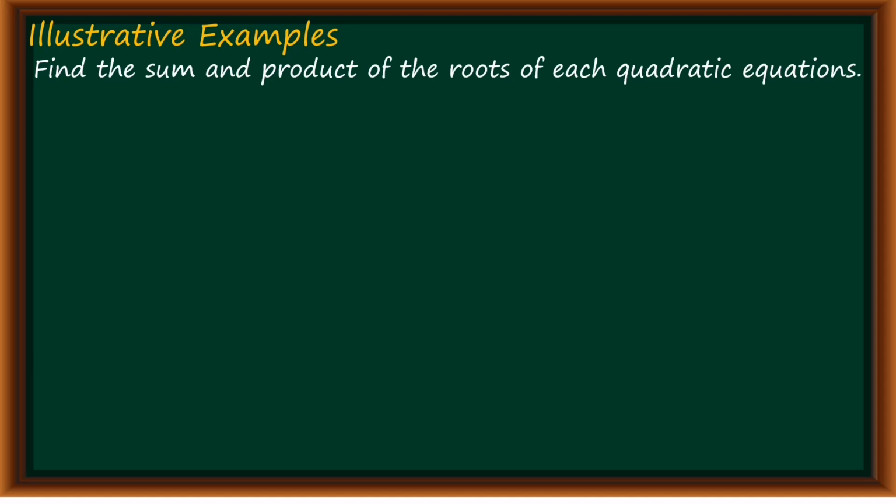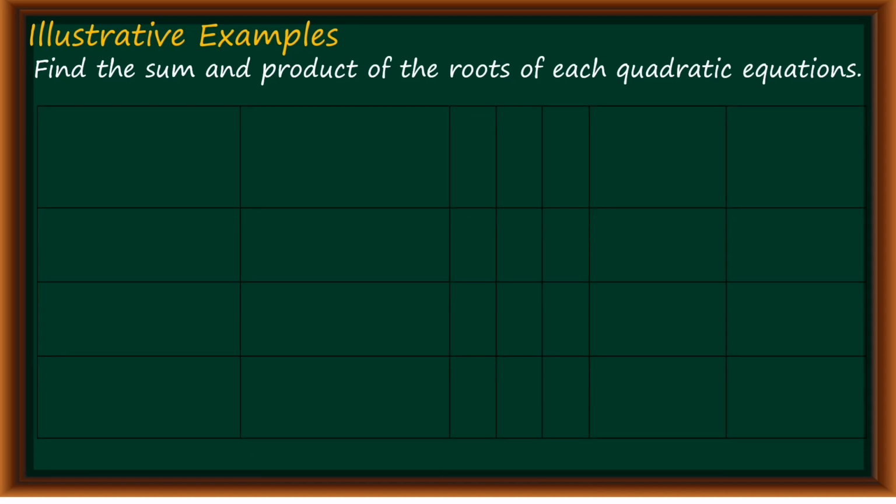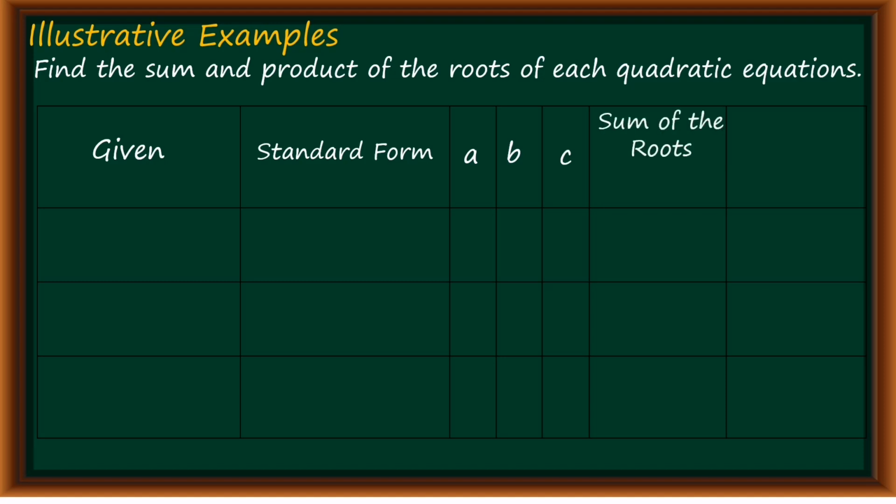Now let us have an illustrative examples. Let us find the sum and product of the roots of each quadratic equations. Let us have now the given, the standard form, the value of a, b, and c. Then we have the sum of the roots and then the product of the roots. Let us have number 1. x squared minus 12x is equal to negative 36.